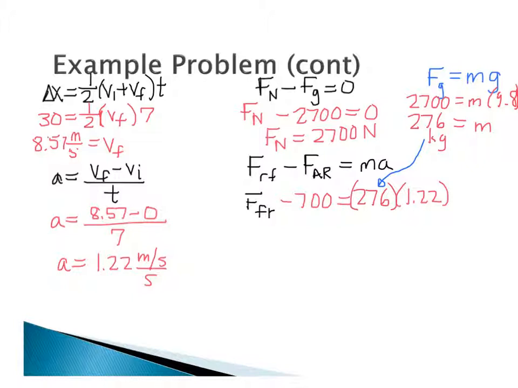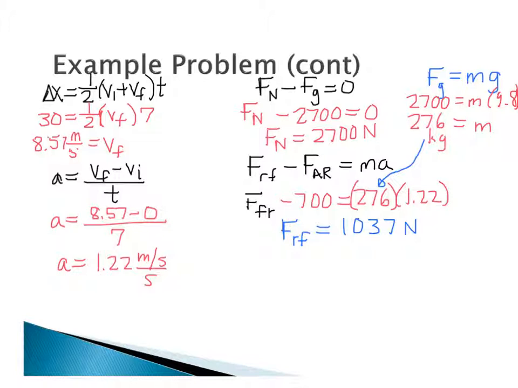So now I have enough information to solve for the force of rolling friction. And I find that the force of rolling friction is 1,037 newtons. So I've now solved for all of the forces on the force diagram. I could go back and label them on my force diagram if I wanted. I've solved for the acceleration. I've solved for the final velocity of the car.